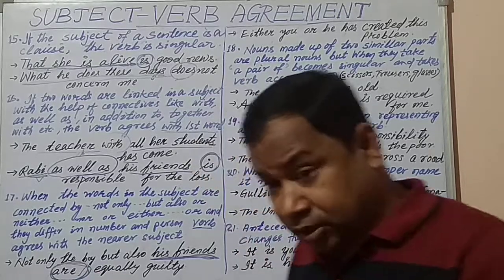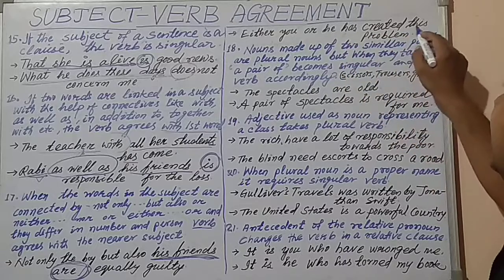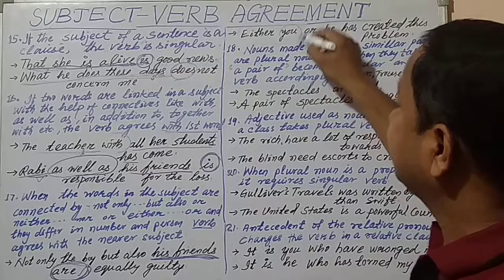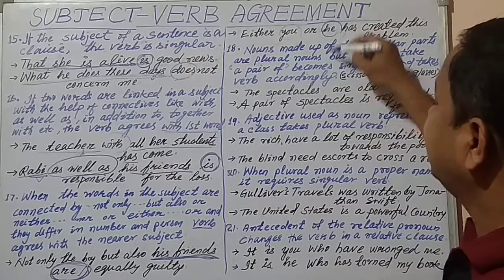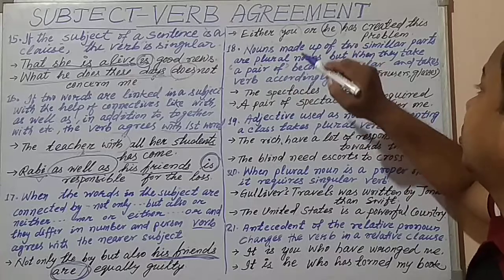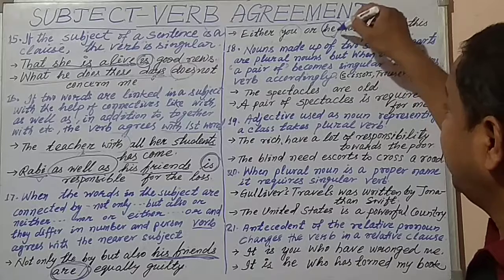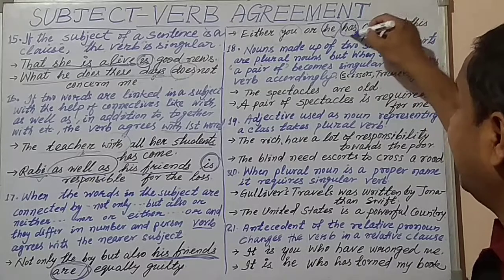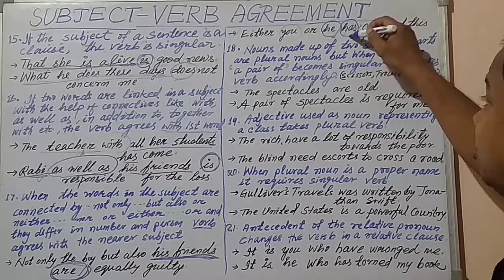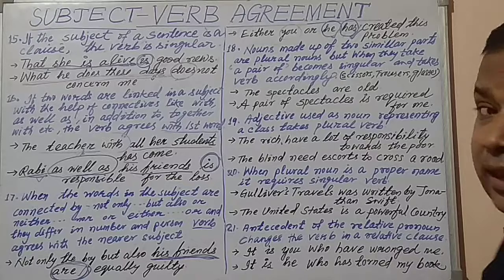Okay. In another sentence you see here, "Either you or he has created this problem." Either you is one word, he another word, they are connected by what? Either or. And the nearer word is he. According to this word, the verb here is has, because he is third person singular. Accordingly, has is also a singular verb. Okay. Move to the next point, that is 18.